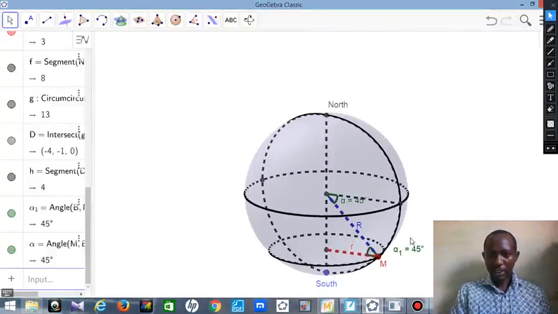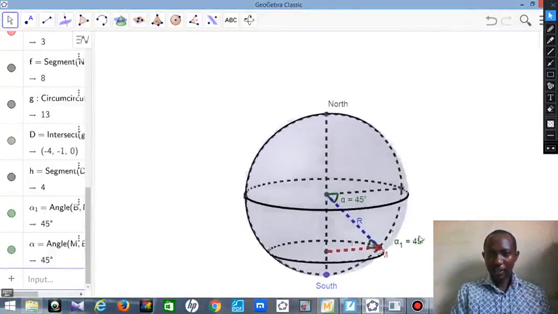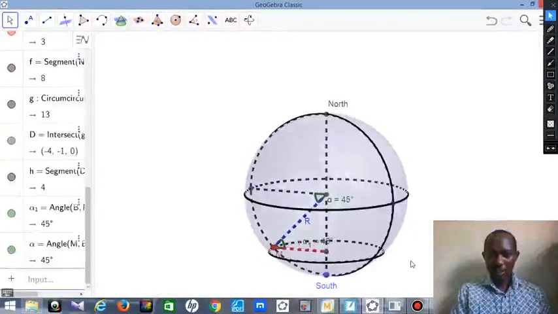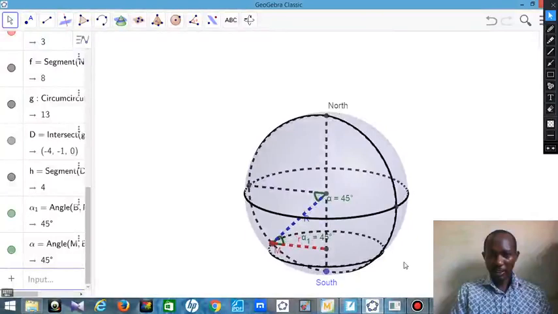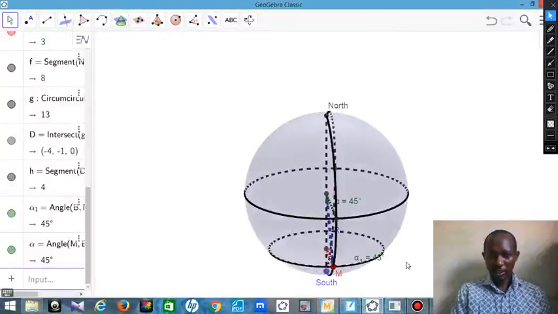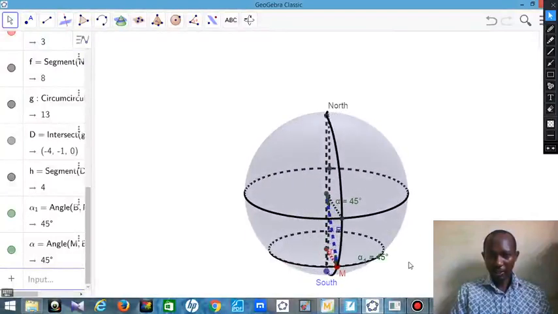So the question is saying like this: if this globe is rotating, you can see how it's rotating. Let me try to rotate it slowly. See if I can make it turn slowly.